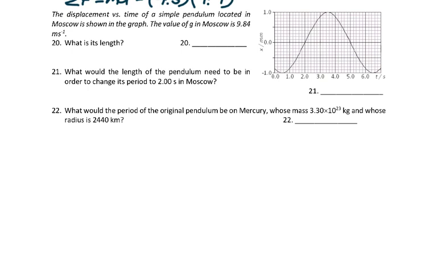Last but not least, we have a pendulum in Moscow for numbers 20 through 22. So 20 wants to know the length of the pendulum, which we can actually figure out based off of the period, which we need to figure out from the graph. The graph is displacement in millimeters versus time in seconds. So if I can find one cycle of time in seconds, I can figure out the period. The one cycle goes from 0.5 seconds to 6.5 seconds, giving me a period of 6 seconds.